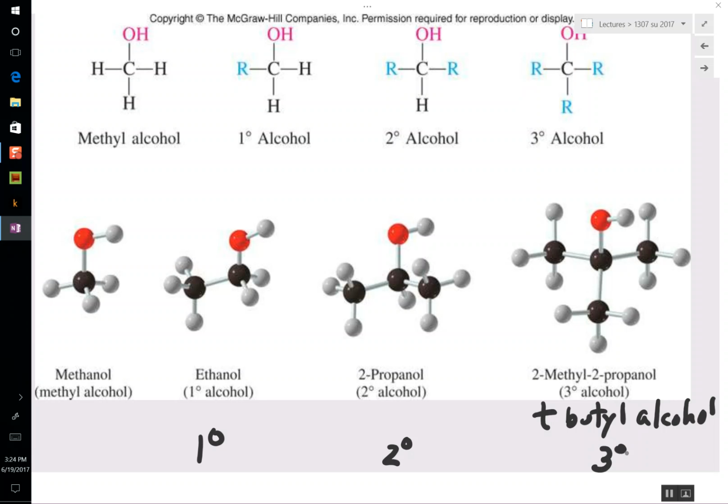Okay, so this 2-propanol, what is the common name of this 2-propanol? Isopropyl alcohol. That's isopropyl alcohol, ethanol, 2-methyl-2-propanol, or tertiary butyl alcohol. You can see the tertiary butyl alcohol, this part of the name is coming not from the substituent, but from the fact that it is a tertiary alcohol. Tertiary butyl alcohol.